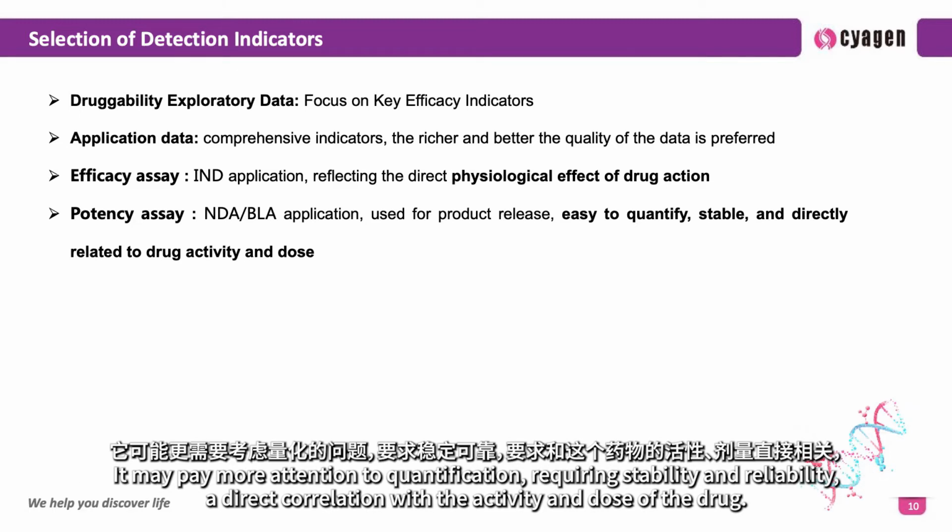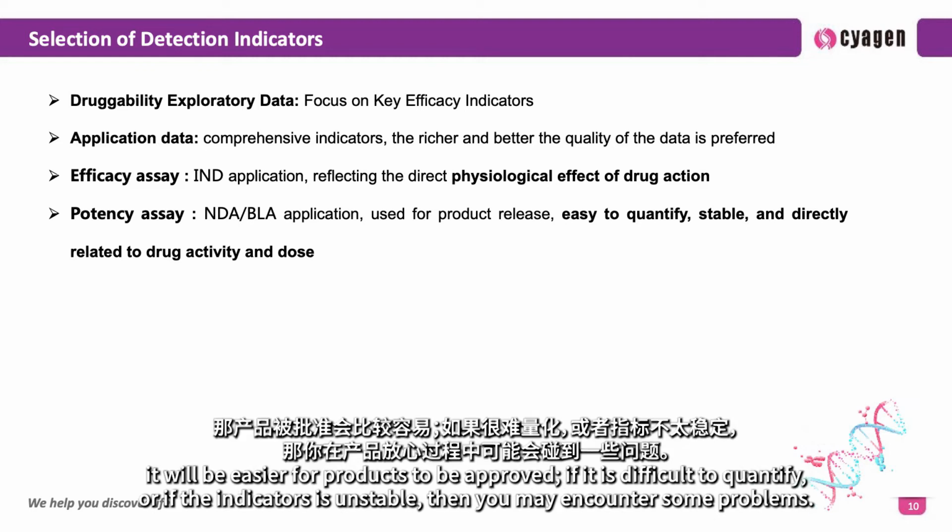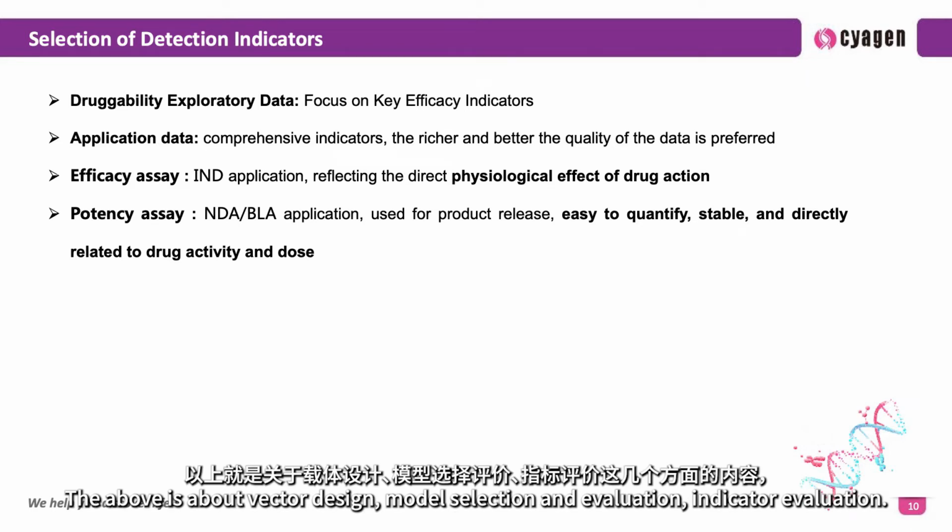It may pay more attention to quantification, requiring stability and reliability, a direct correlation with the activity and dose of the drug, because it is used to determine various characteristics of your product. If it's easy to quantify and stable, it will be easier for products to be approved. If it is difficult to quantify, or if the indicators are unstable, then you may encounter some problems. The above is about vector design, model selection and evaluation, indicator evaluation.